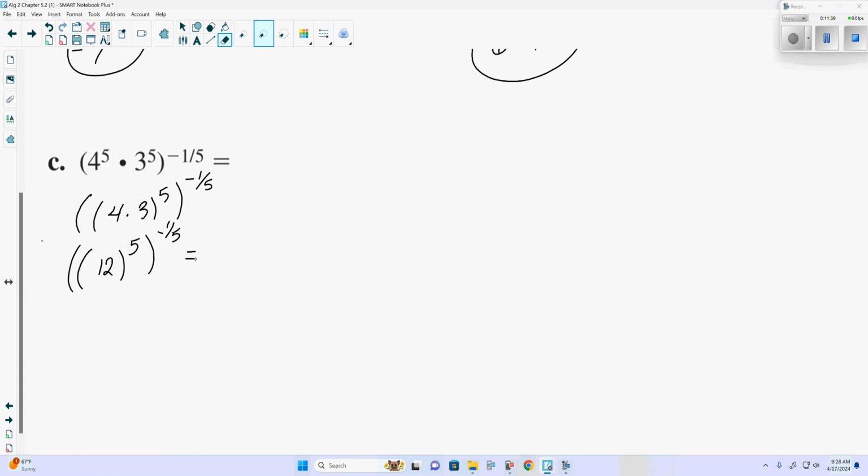Now we say powers of powers do what? Multiply. Now we could take this one at a time. We could first say our 12 to the 1st to the 5th, 1 times 5 is 5, yes? But we're also multiplying all the way out. Doesn't matter how far we go. So really we have 12 to the 5 times negative 1/5. If I wanted to, I could have said 12 to the 1 times 5 times negative 1/5. Questions?